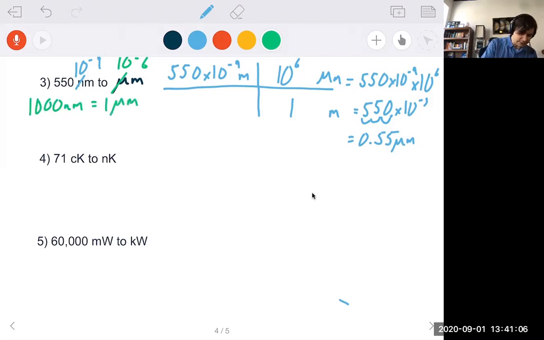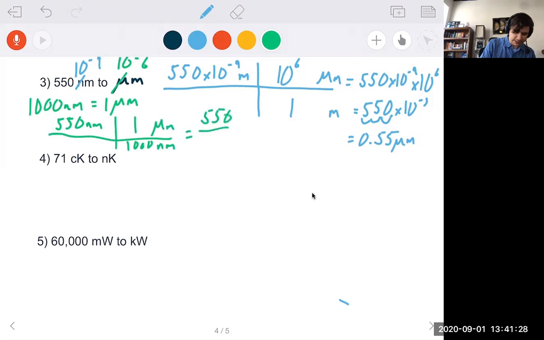So if I had 550 nanometers, draw my train tracks, and I'm going to go from nano directly to micro, and I know I have 1,000 of these and 1 of those. So that would just directly get me to 550 divided by 1,000. Cancel out my nanometers. That would be in micrometers equals 0.55 micrometers.